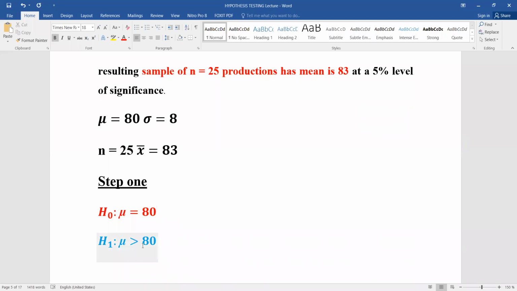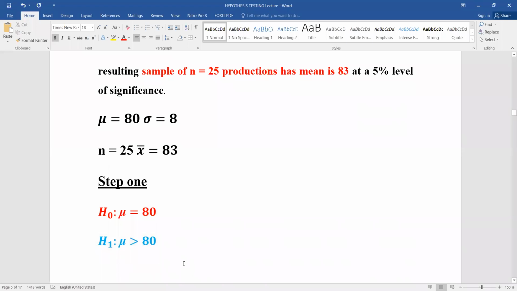Okay, majority are saying it is clear. Ephraim, just write, I can read. You'll get to know, we are going to do many examples. If you have not gotten it, just follow. So mu is equal to 80, and mu is greater than 80.